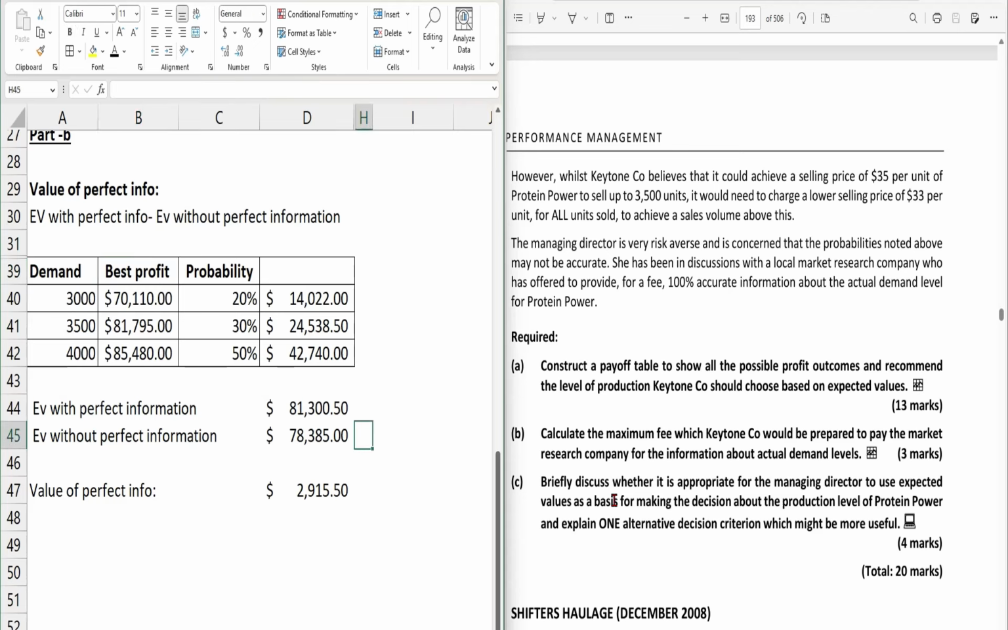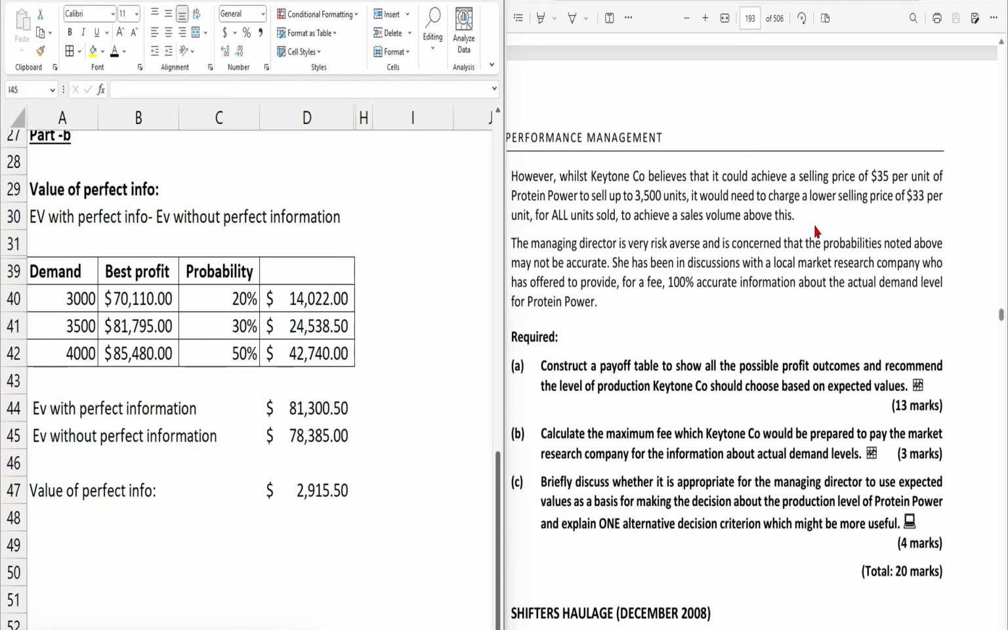Now the next part is: briefly discuss whether it is appropriate for the managing director to use expected value as a basis for making the decision about the production level of protein power, and explain one alternative decision criterion which might be more useful. This question is only for 4 marks, right? So here you need to justify whether expected value is the right approach or not, both ways. Expected value is simply a weighted average of the profit, and we should use it when you are risk neutral, you don't mind taking the risks, right?